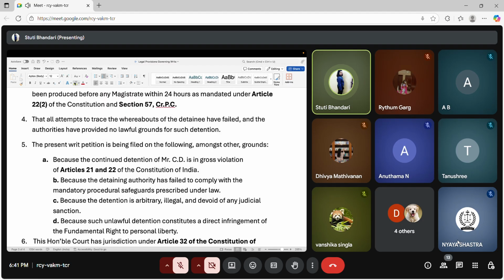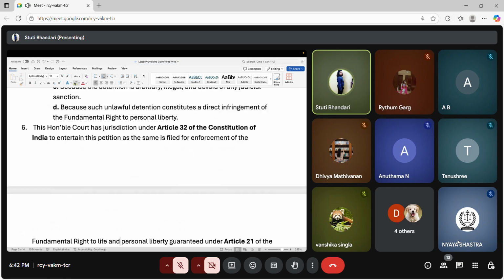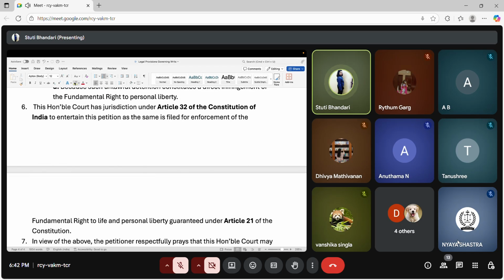Because detention is arbitrary, illegal, and devoid of any judicial sanction, such unlawful detention constitutes direct infringement of the fundamental right to personal liberty. This honorable court has the jurisdiction under Article 32 of the Constitution of India to entertain this petition as the same is filed for the enforcement of fundamental rights. So you will write how the court has the jurisdiction. You will directly tell them under 32 you have the jurisdiction because I want my right to life and personal liberty to be enforced.